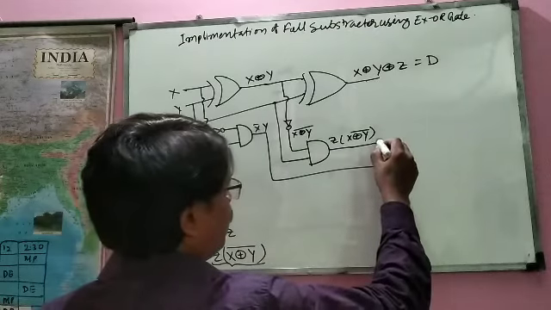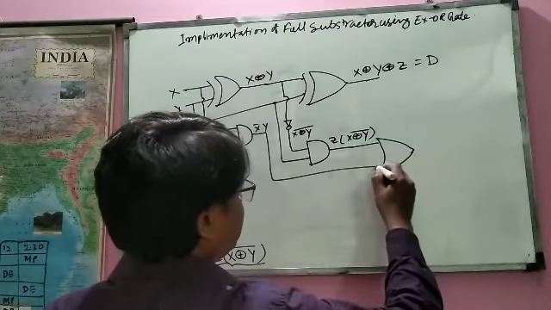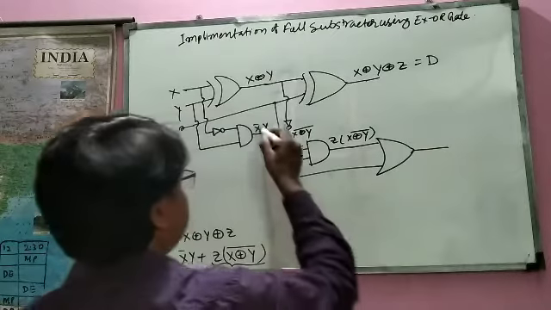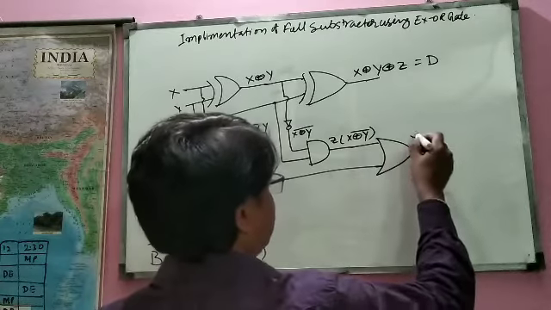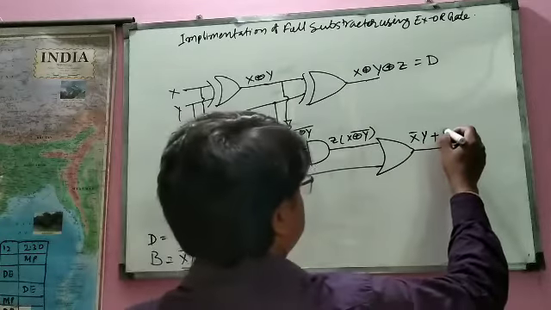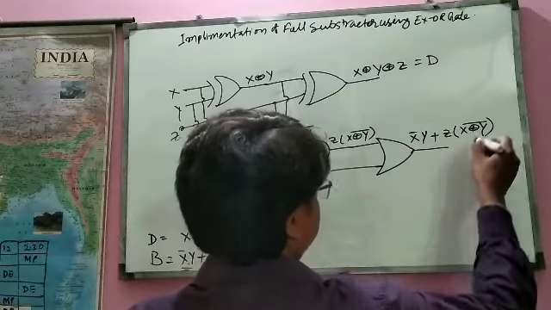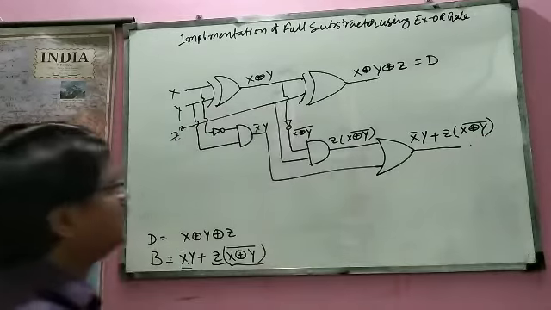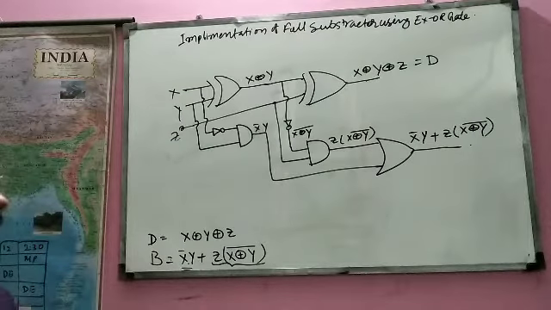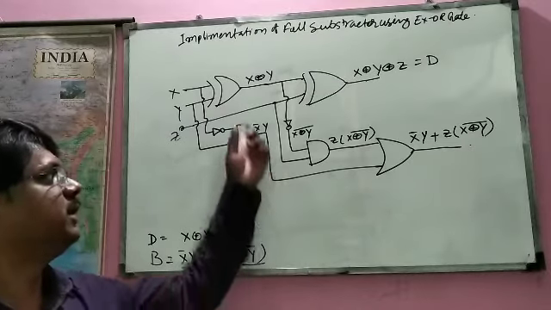put one OR gate here. So what will it give? It will add up these two inputs. Okay. So this input is x bar y plus this input is x XOR y. Okay. So likewise, this is the implementation of a full subtractor using the XOR.